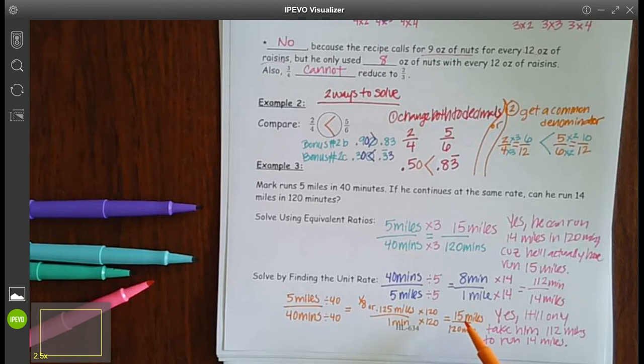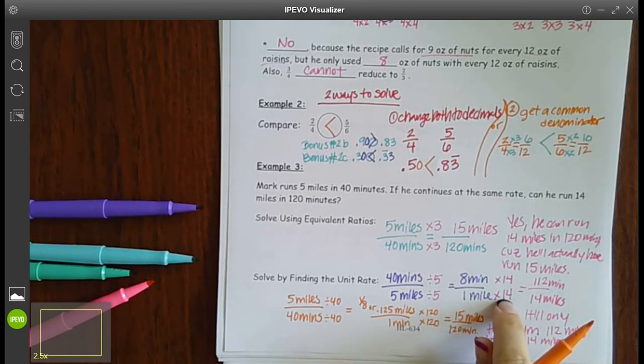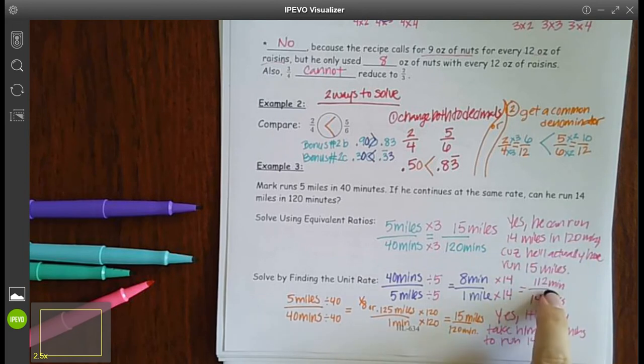So you can see that there's more than one way to get the answer. It's just a matter of preference of what makes the most sense to you. If you like the unit rate route, okay, well then whatever you got the denominator to become 1 of, since we got miles to become 1, then I would multiply them both by 14 miles and then look at that to answer my question.